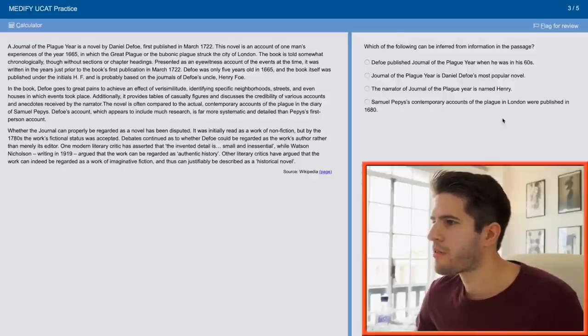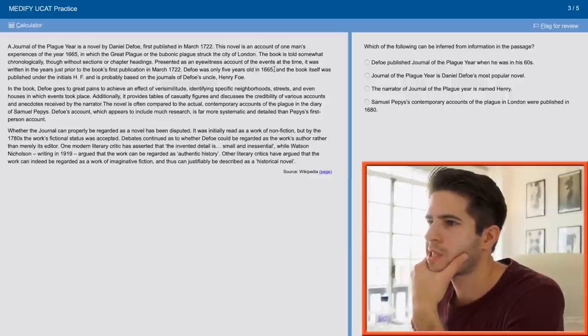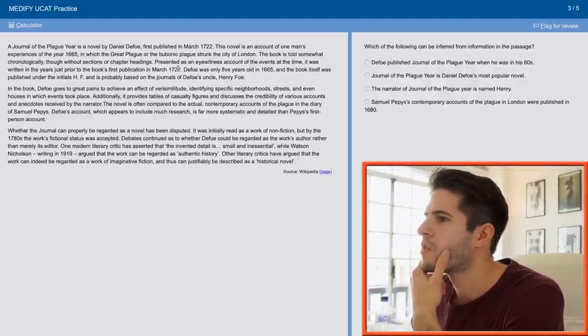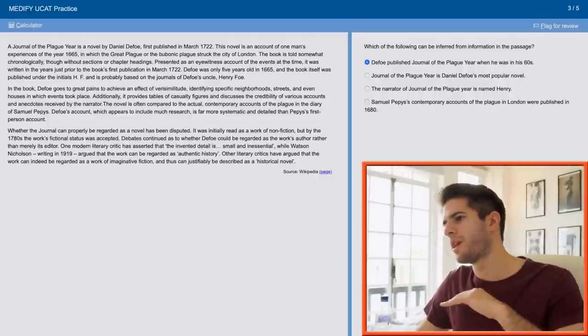Which of the following can be inferred from the information in the passage? Defoe published it when he was in his 60s. It was written in the years just prior to the book's publication in 1722. So 1722, and he was 5 in 1665, so he was born in 1660. That would make him 62 when it was published. So he published when he was in his 60s. Yes, that's true. He was 62. All right. Next, I don't want to read any of the other ones.